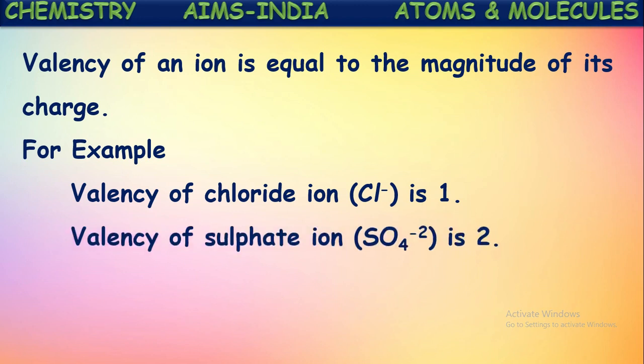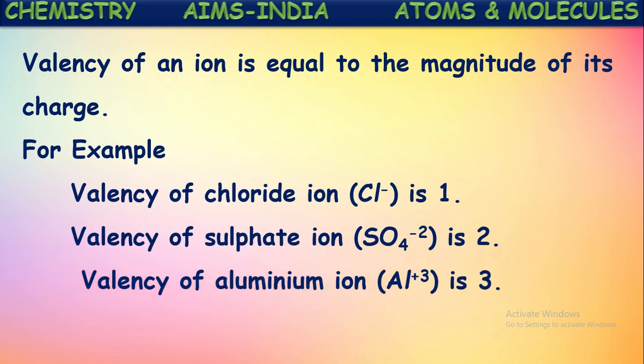Let us see one more. The valency of sulfate ion is, what is the charge carried by the sulfate ion? -2. So that magnitude is taken as its valency. So the valency of sulfate ion is 2. Let us see one more. The valency of aluminum ion is, what is the charge shown on this aluminum ion? +3. So the magnitude of this charge is taken as its valency, that is equal to 3.